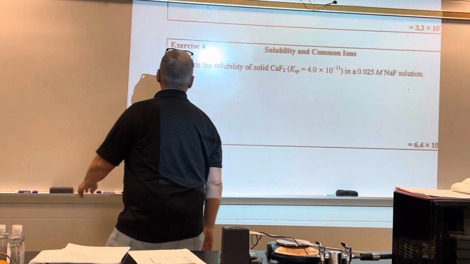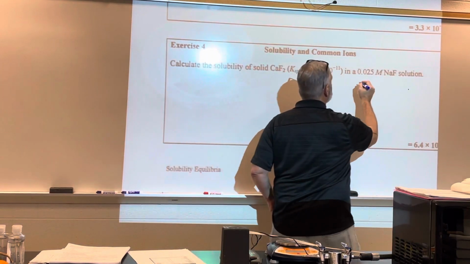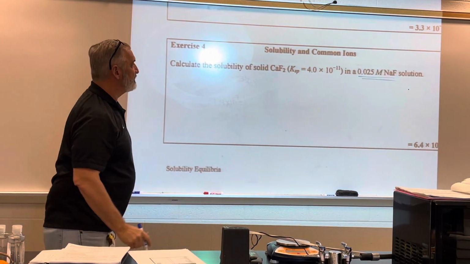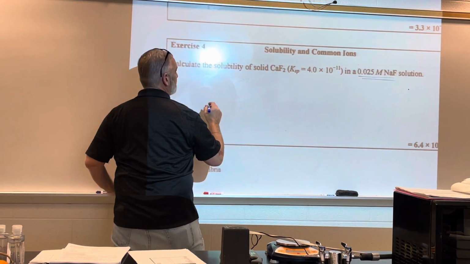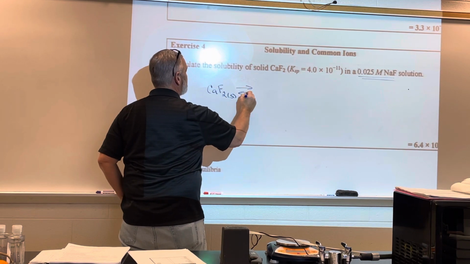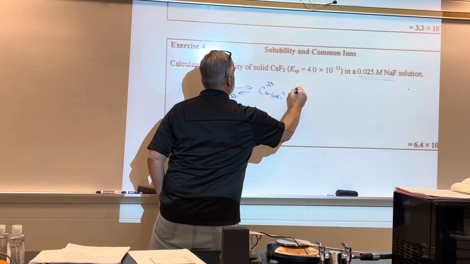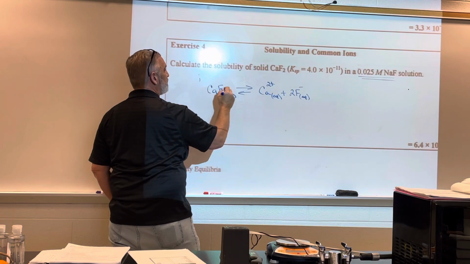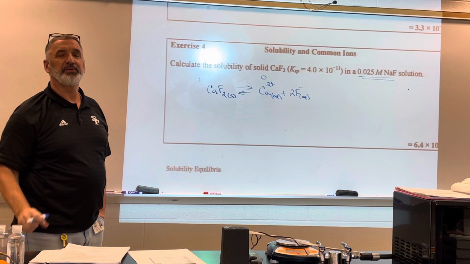So, if we calculate the solubility of CaF2, but this time now it's in 0.025 molar NaF. So now when I do my Ksp again, I'm always going to write my expression. It's going to dissociate into Ca2 plus and 2F minus. Okay? So now my initial, this is 0, but what's my F minus initially? 0.025.